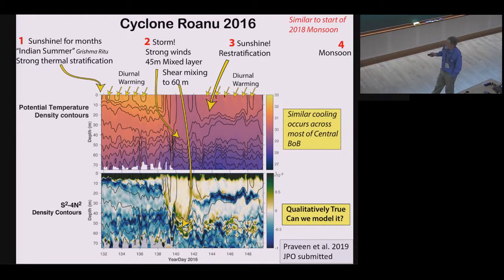Richardson number-like quantity, which shows how deep it is. The deepening here goes to about 55 meters. The interesting thing is there's about 2 degrees of cooling, and similar cooling of that magnitude happens over the whole Bay of Bengal in response to this storm.